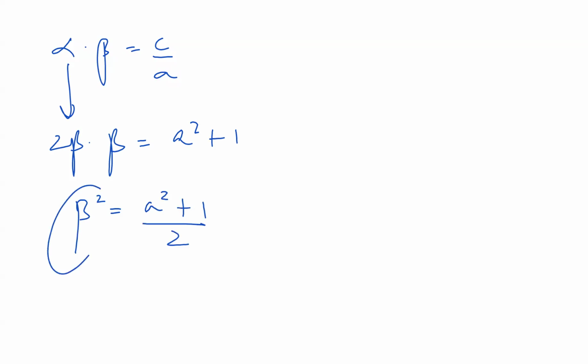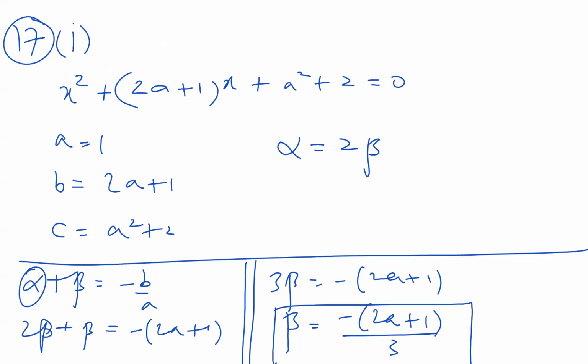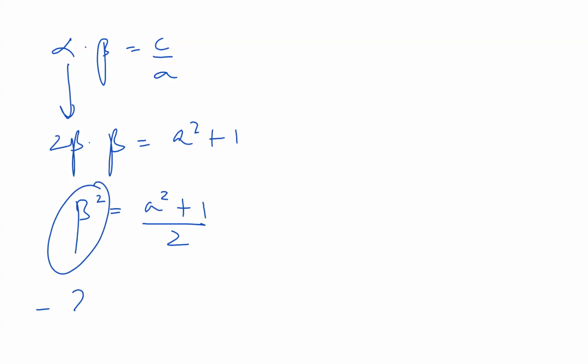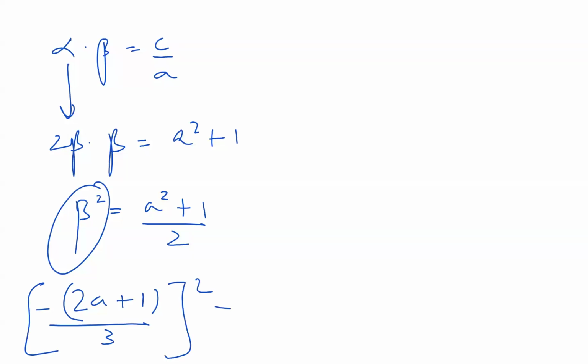Now beta is minus of (2a plus 1) upon 3. I'm putting the value of beta, but then this square will be there, equal to (a square plus 2) upon 2. Now you can simplify this particular equation. Take the square on the left hand side, expand the bracket and cross multiply and get a quadratic possibly. From that you'll get a value of a.